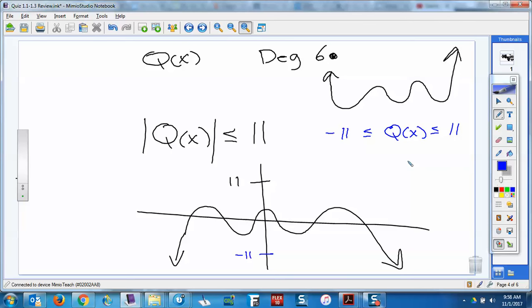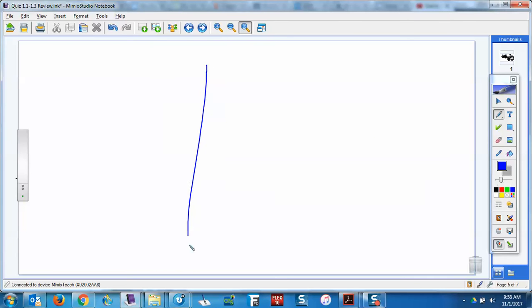Another way to think about it, though, is this. What can somebody tell me what the graph? Well, let's do a simple one. Jaden, you're going to be up here in a minute on the graph, so get ready.